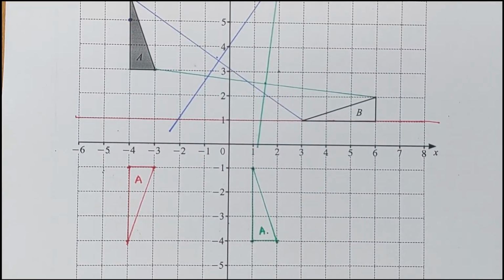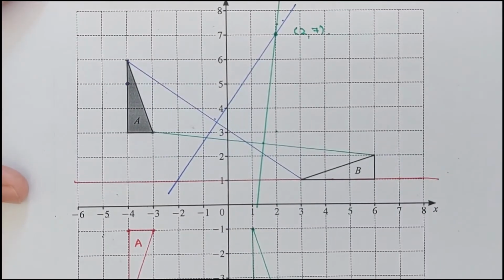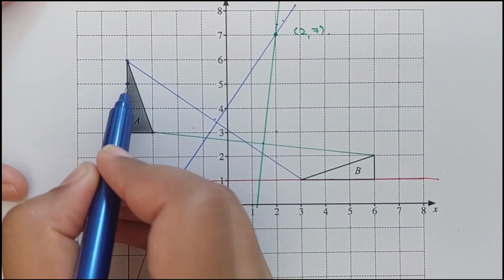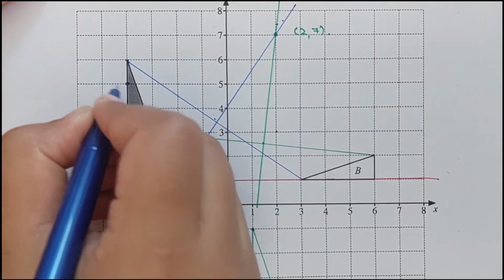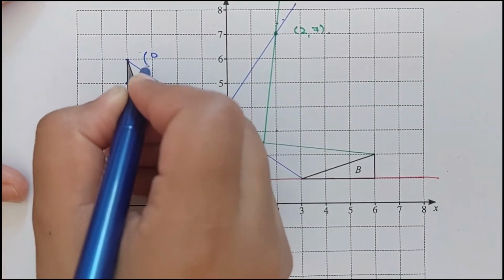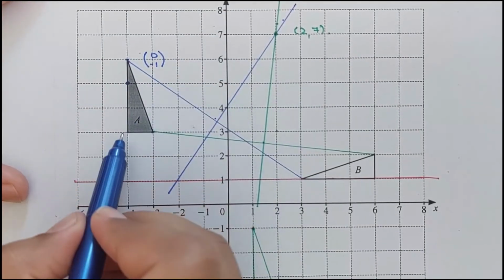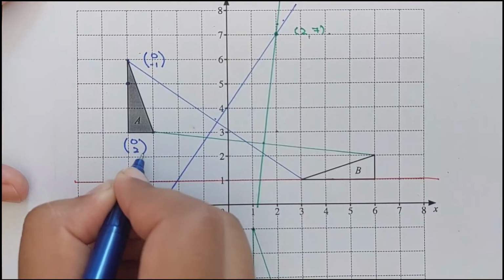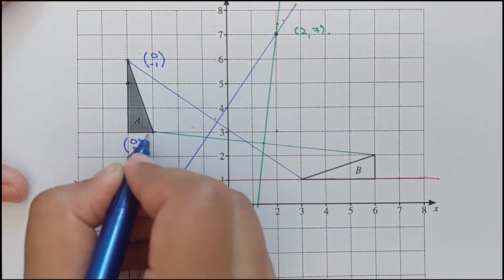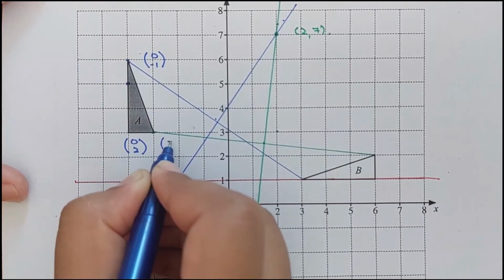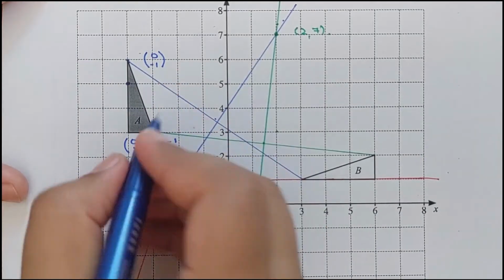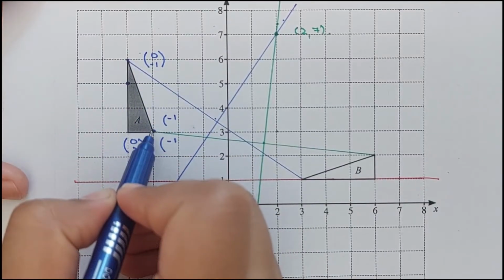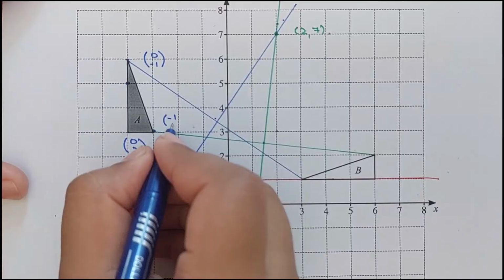Alright. So for enlargement, we have to find the distance from each coordinate. So this coordinate has a distance 1 unit down. So this coordinate has 0 horizontal and 1 down. This coordinate has 0 horizontal and 2 up. And this has 1 left and 2 up, so (-1, 2).